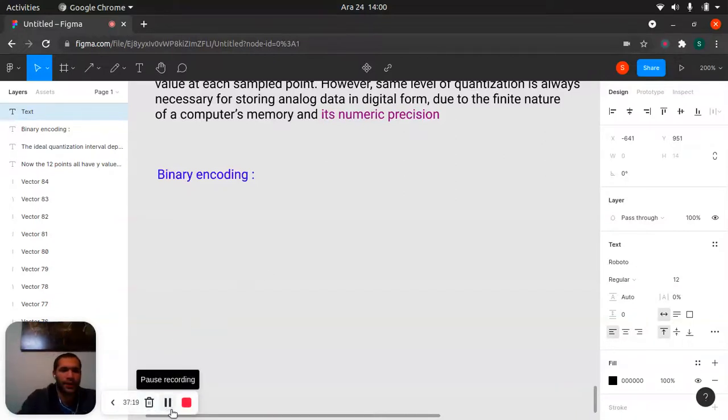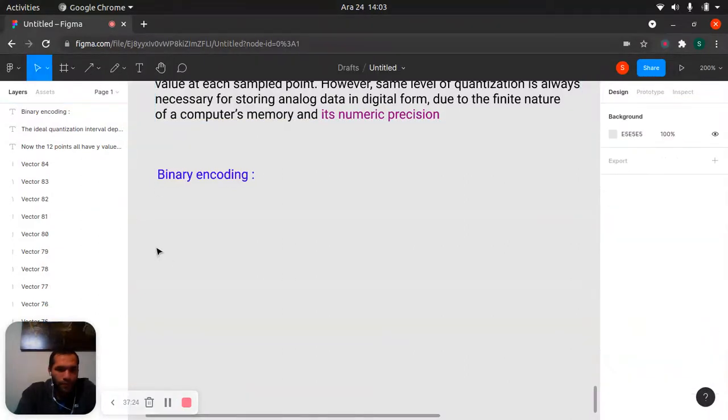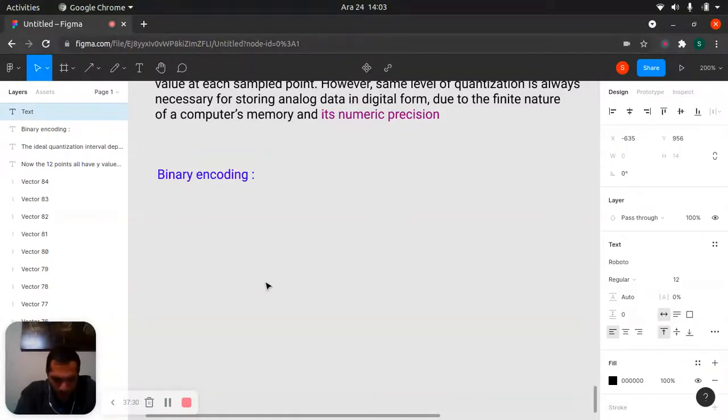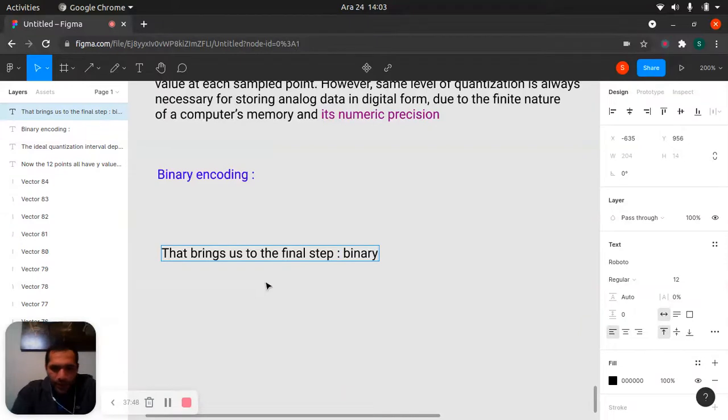Okay, now let's start to write it. We can write here, I think. Now that brings us to the final step: binary encoding.